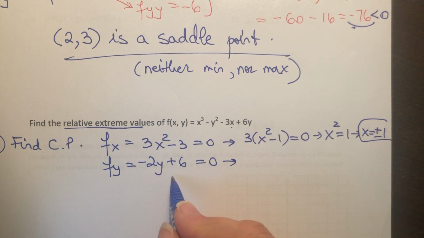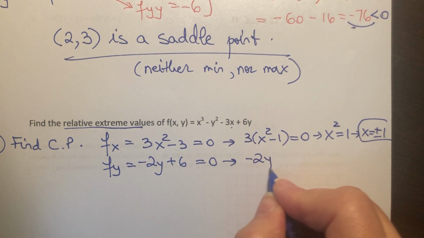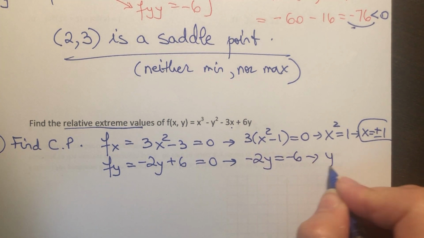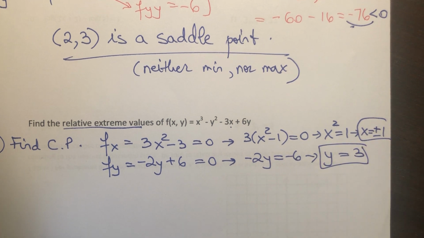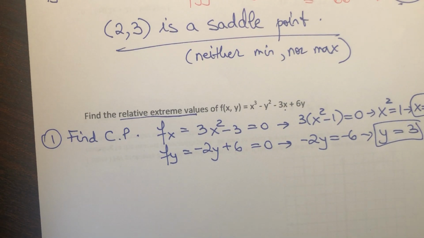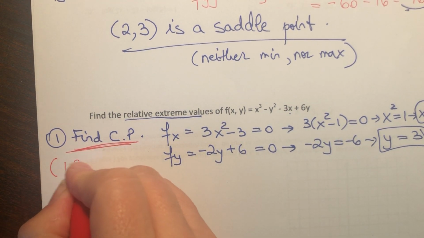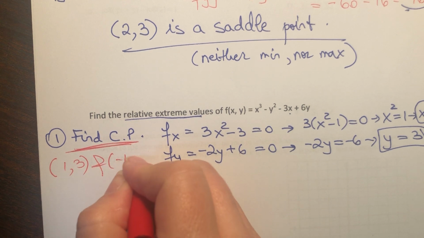Okay. Solving this equation, that's a linear equation. The exponent of y is a 1, so that easily means that y is going to equal 3, right? So only one choice for y. So we found 2 critical points. I'll write them right here. The 2 critical points I found were 1, 3 and negative 1, 3.